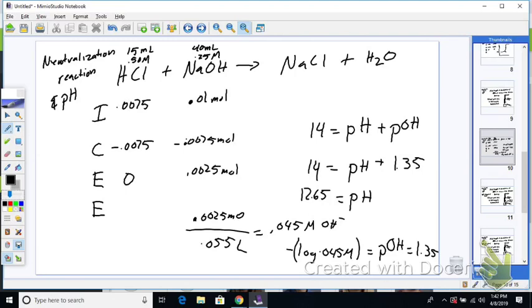Then what I want you to do is put in 5 milliliters of base into your acid, and then calculate what it would be. So put in 5 milliliters of base into your acid, and then measure what that would be.